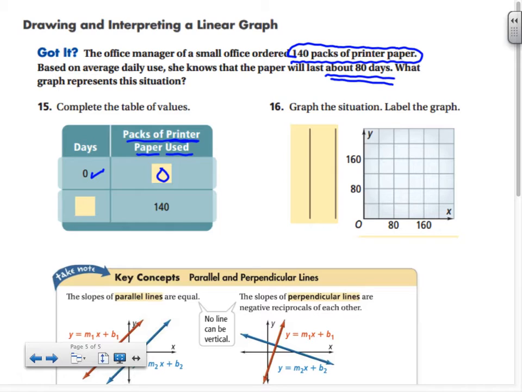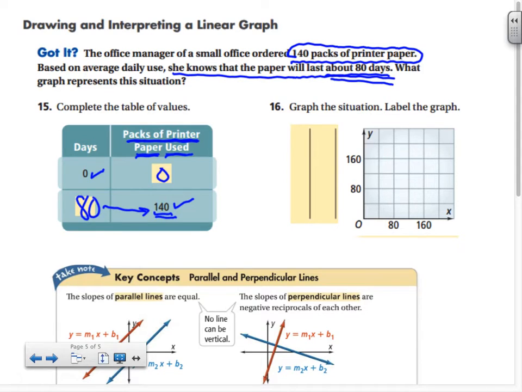Okay, here it says 140 packs of printer paper have been used. So if you've used all of them up, when did that happen? Well, remember, it says here, she knows that the paper will last about 80 days. Oh. So 80 days from now, 140 packs of printer paper is gone, is used up.